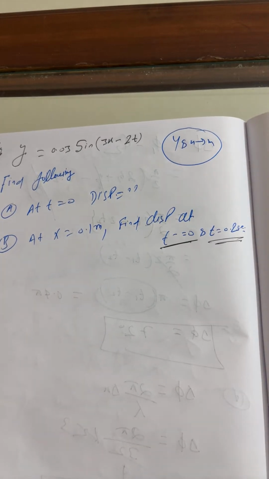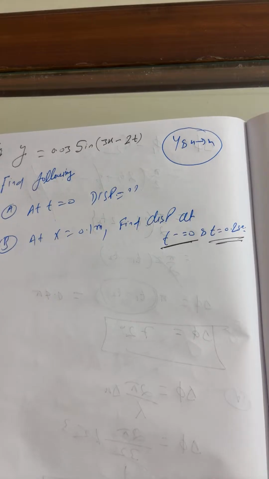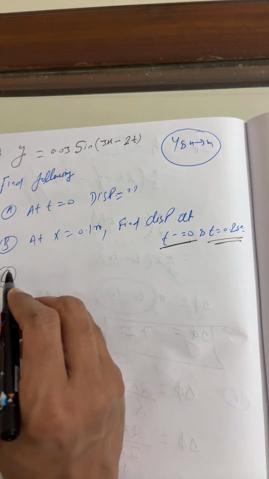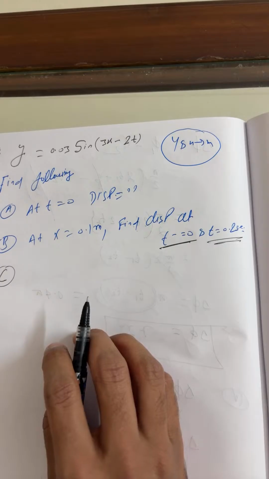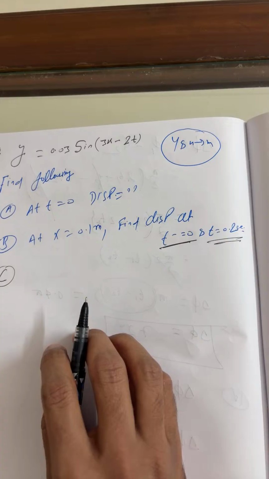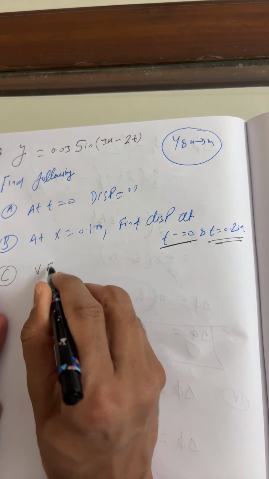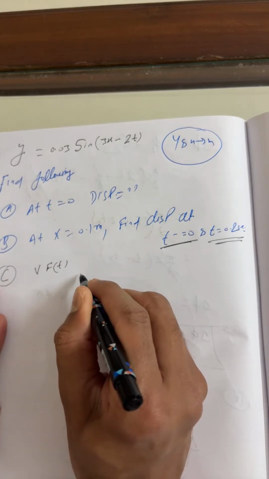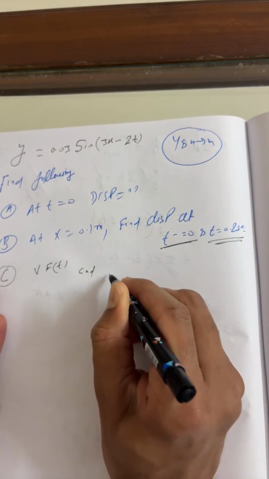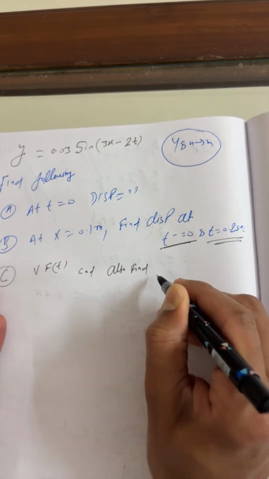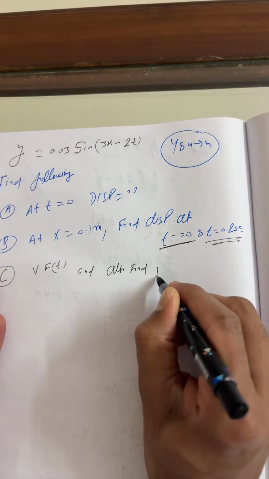In part 3, what is the equation of velocity of a particle on a string? Simple. In part C, you have to find velocity as a function of time t, and also find the maximum velocity.